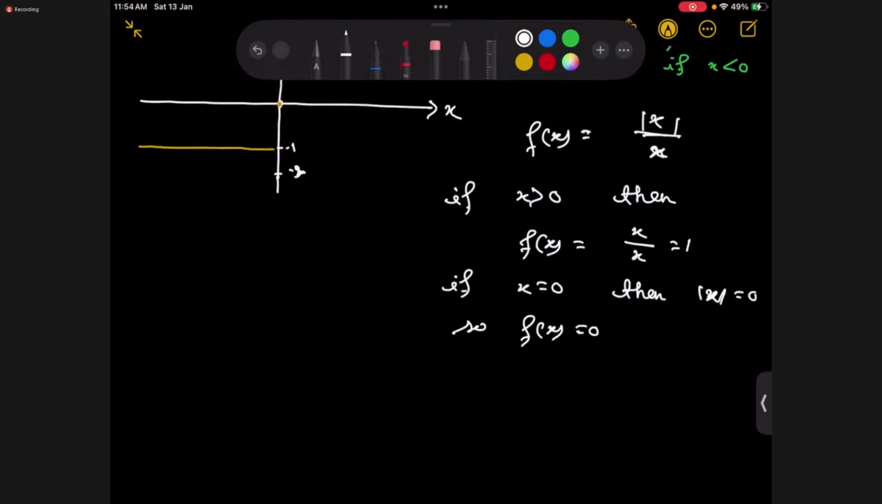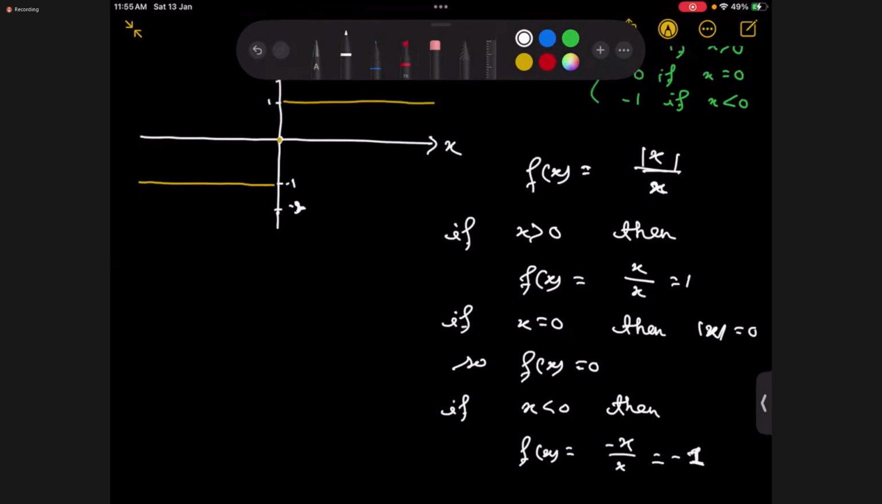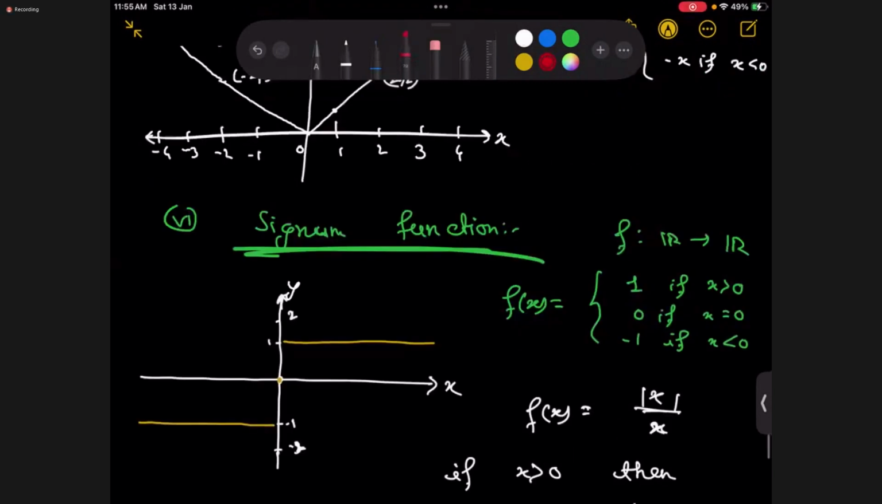And if x is less than 0, then f(x) equals to minus x by x, which is equal to minus 1. But in this case, we can get some confusion. In this line, we can get some confusion. So it's better to write this as this function. Okay. The signum function can be written like this.